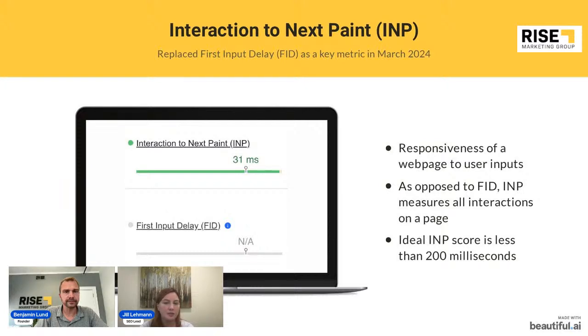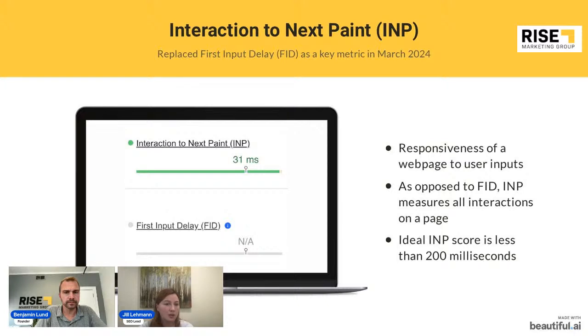So with first input delay, that was a measurement of the first interaction of a page. INP is all interactions on a page and how those are measured. So it just gives a better understanding of the total responsiveness of your pages based on all user inputs. One example of this is that users may click on more than one thing on a web page. So INP will give you a total picture of how long the web page took to respond to all of their inputs.